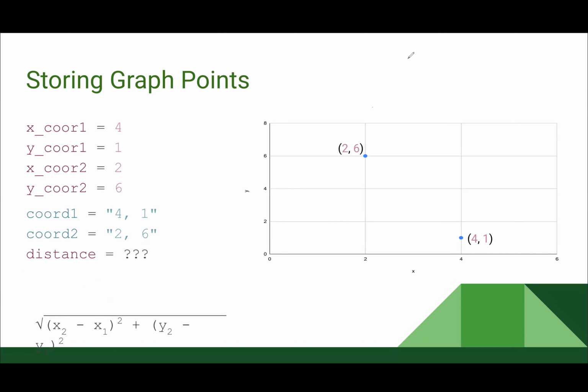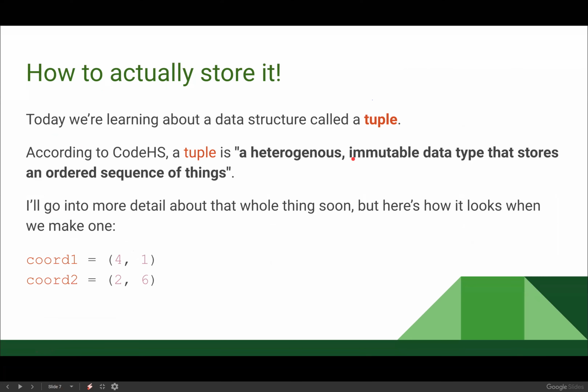And shockingly, I'm annotating. Shockingly, there is a better way. Today we're going to discuss a data structure called a tuple. According to CodeHS, a tuple is a heterogeneous, immutable data type that stores an ordered sequence of things. Now, there are lots of big words there that we will get into throughout today's presentation, and I'll go into more detail about all of this.